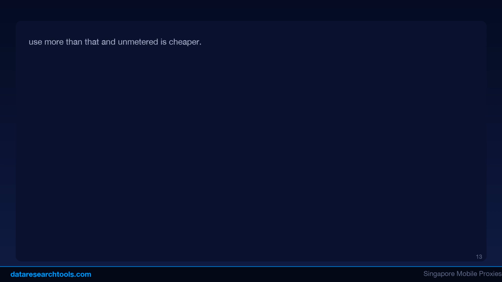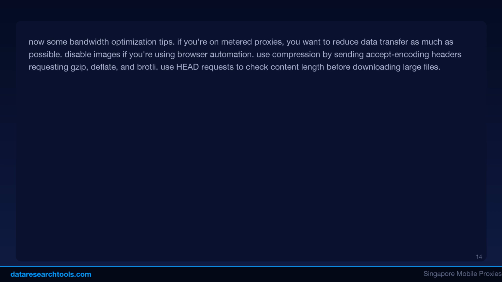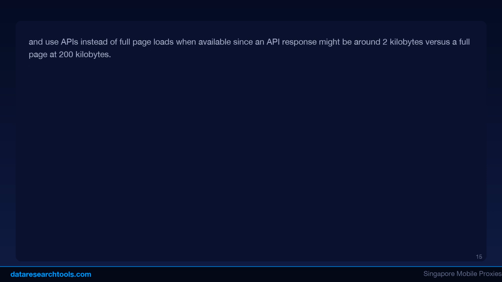Now, some bandwidth optimization tips. If you're on metered proxies, you want to reduce data transfer as much as possible. Disable images if you're using browser automation. Use compression by sending accept encoding headers, requesting gzip, deflate, and brotli. Use HEAD requests to check content length before downloading large files. And use APIs instead of full page loads when available, since an API response might be around 2 kilobytes versus a full page at 200 kilobytes.